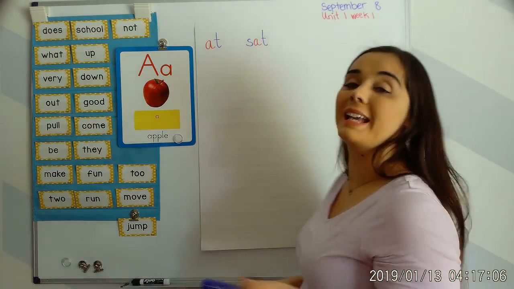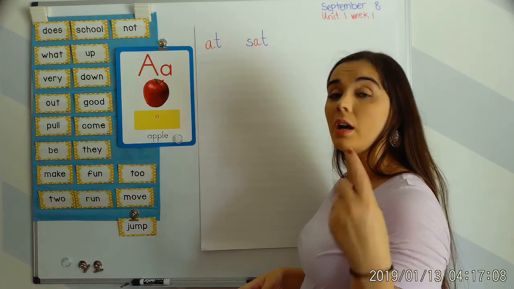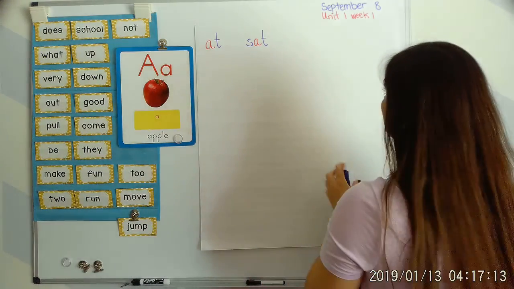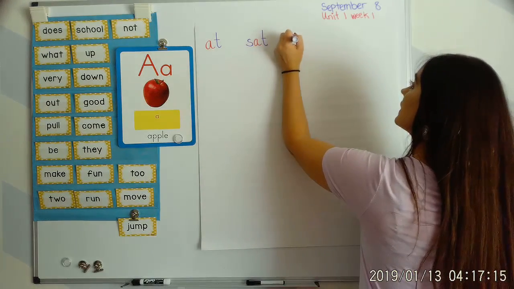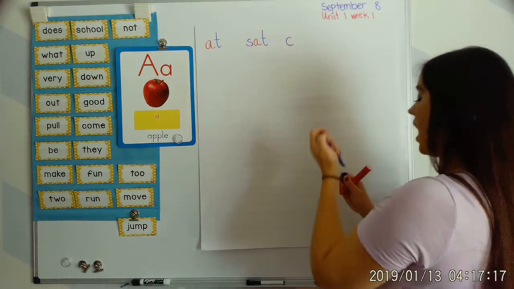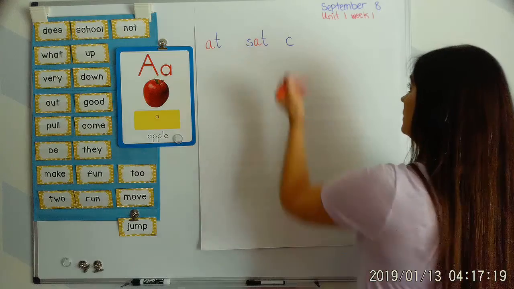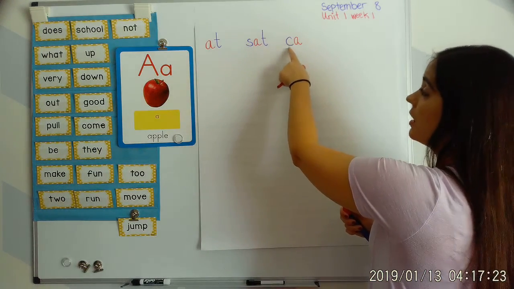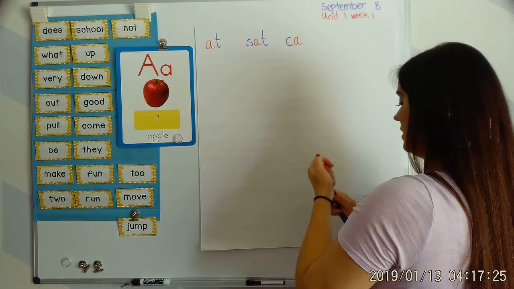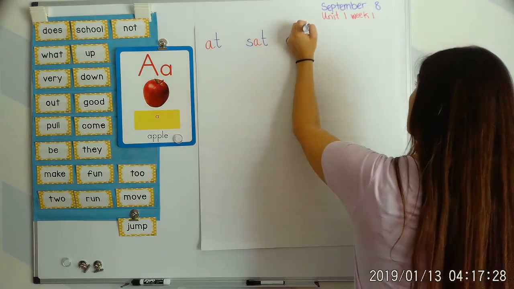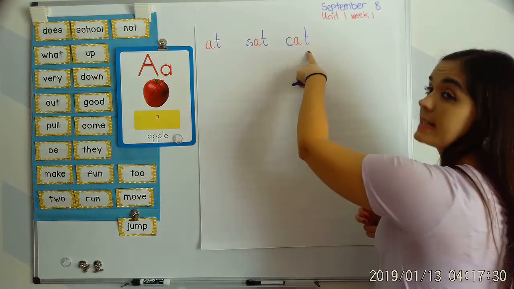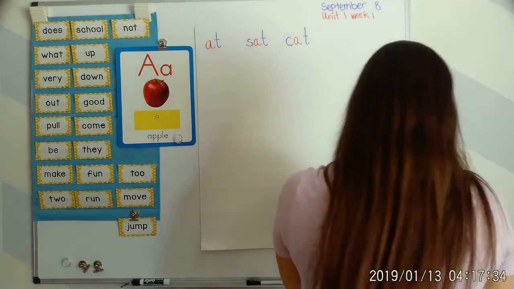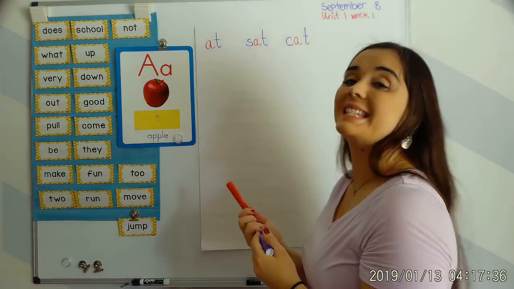All right, next word, cat, your turn. Cat. C says k. A says a. T says t. K, cat. Excellent.